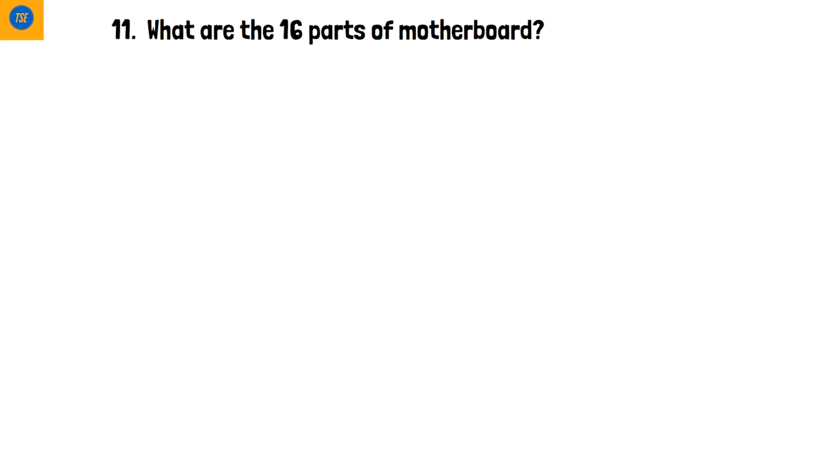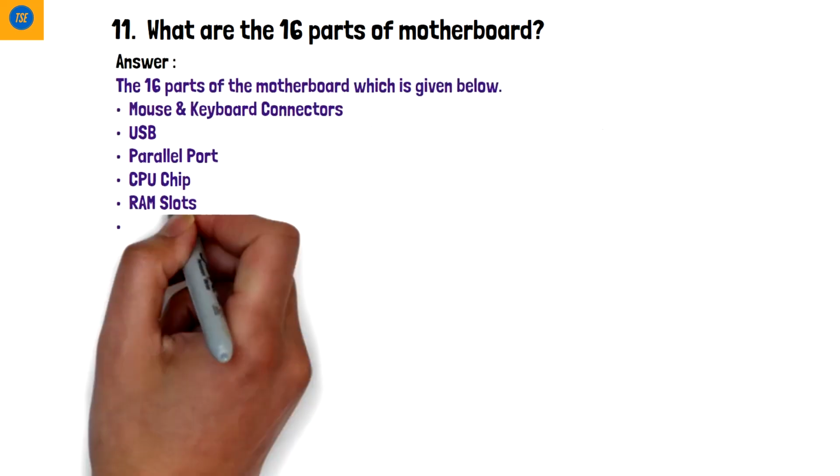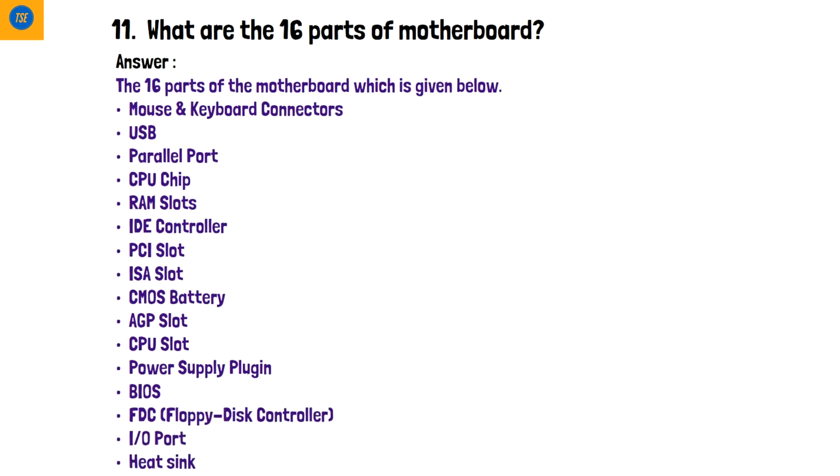What are the 16 parts of motherboard? These are the USB, parallel port, CPU chips, RAM slot, IDE control, PCI slot, ISA slot, CMOS battery, AGP slot, CPU slot, power supply plug-in, BIOS, FDC, floppy disk controller, IO port, heatsink. These are the different types of parts of a motherboard.